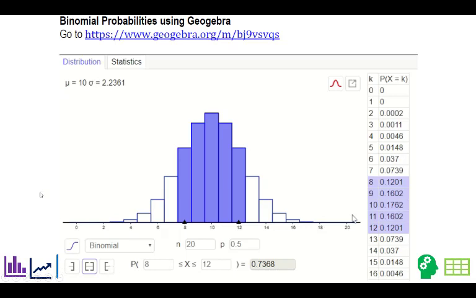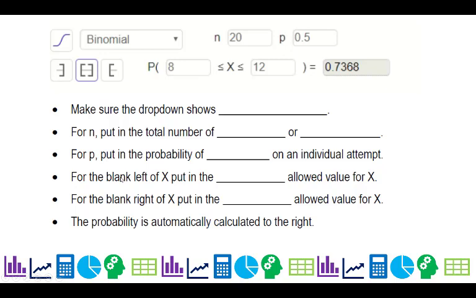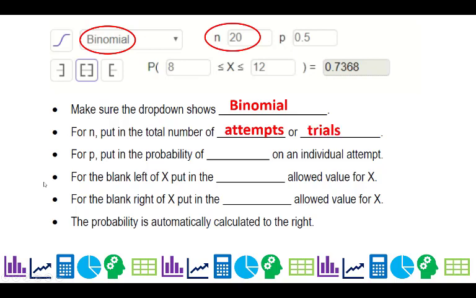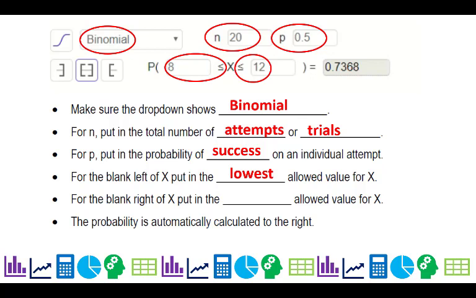So let's show you how to enter this in. First of all, make sure the drop-down shows binomial. For n, put in the total number of attempts or trials. For p, put in the probability of success. So this is just like what we did on the calculator. For the blank left of x, put in the lowest allowed value for x. And for the blank to the right of x, put in the highest allowed value. You're going to find this is actually easier than using the calculator, because the calculator, when you do multiple values, only uses this less than.